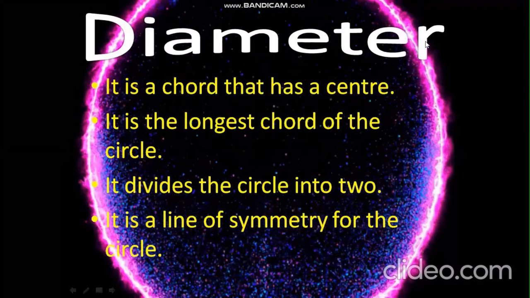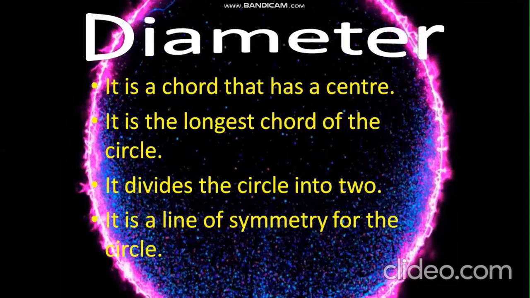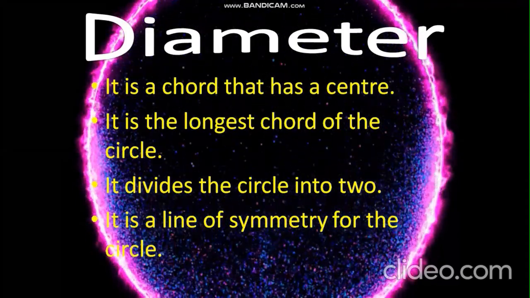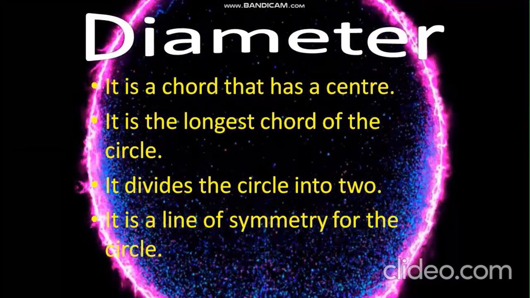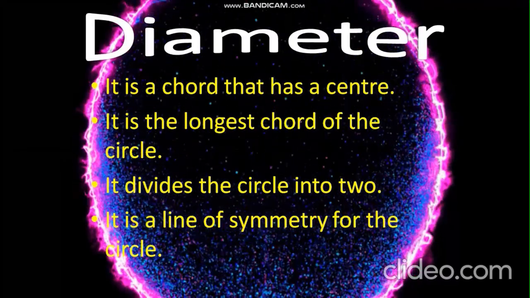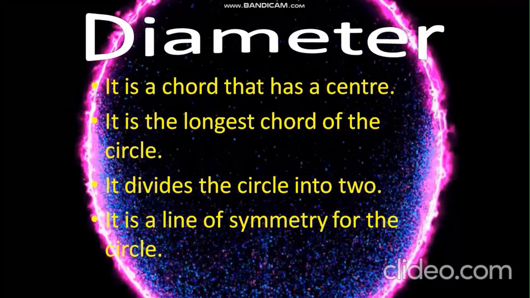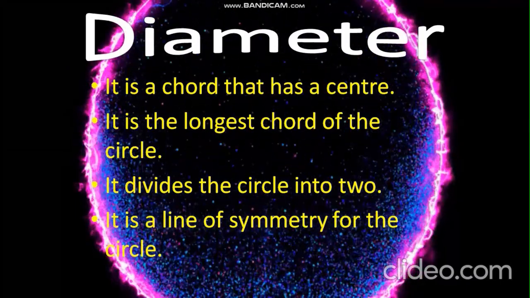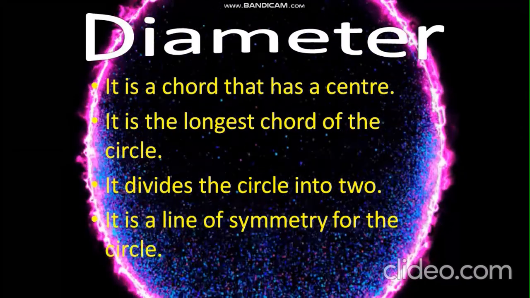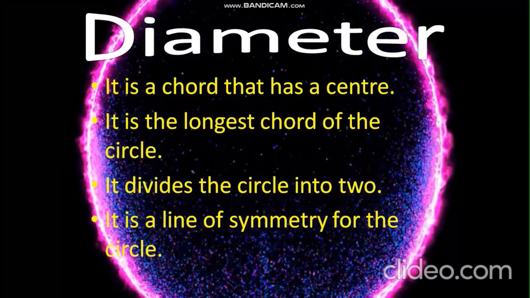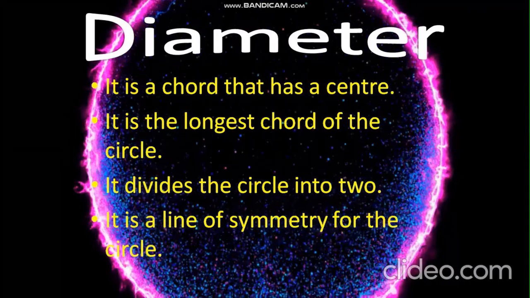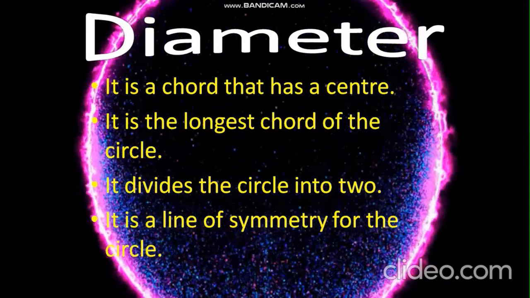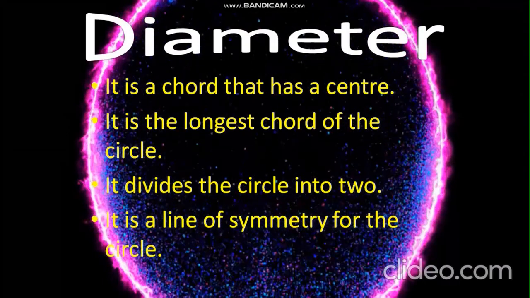Now, we have seen many parts of circle. Let us see diameter now. Diameter is a chord that has a center. A chord is a line segment in a circle. Diameter is a chord that passes through the center and it is the longest chord of the circle. It divides the circle into two equal halves. It is a line of symmetry for a circle. So a diameter is a chord that has a center.